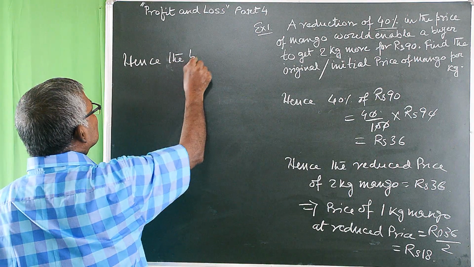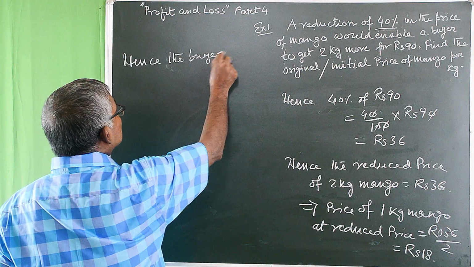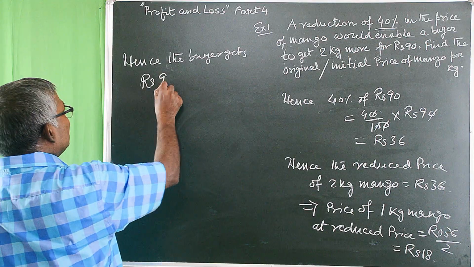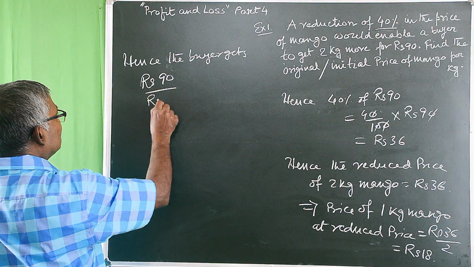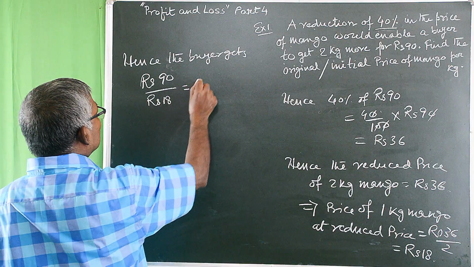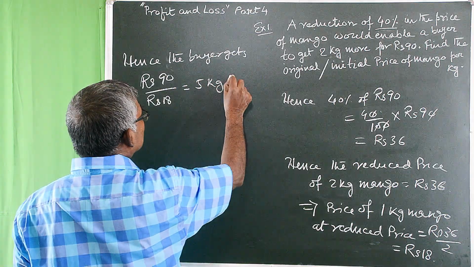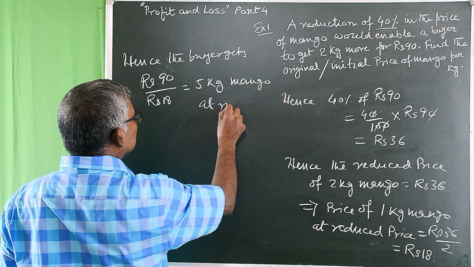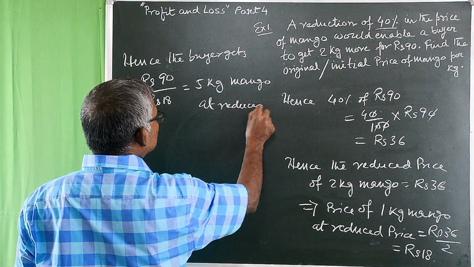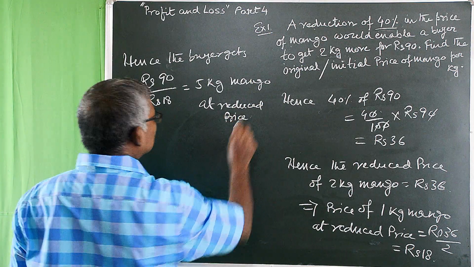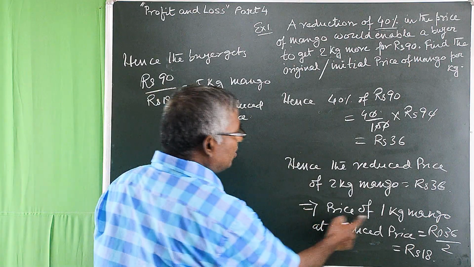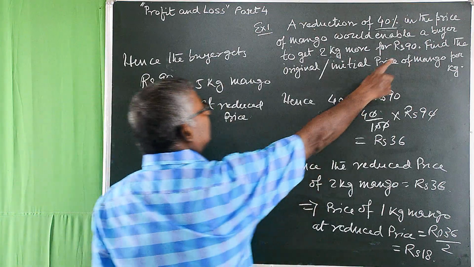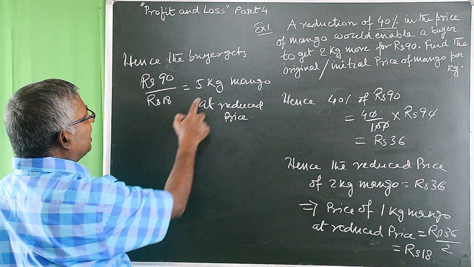Hence, the buyer gets ₹90 by ₹18 equals 5 kilo mango at reduced price. Students, here see the price of 1 kilo mango at a reduced price is 18. So for ₹90 the buyer gets 5 kilo mango.